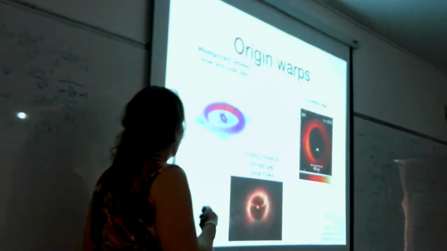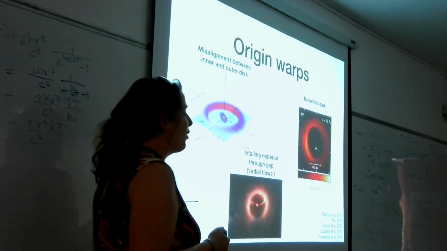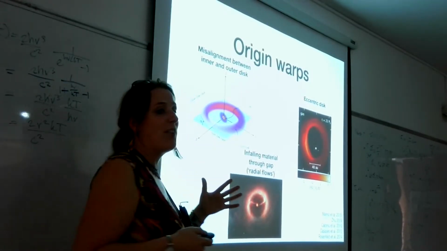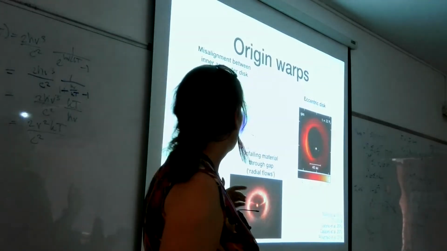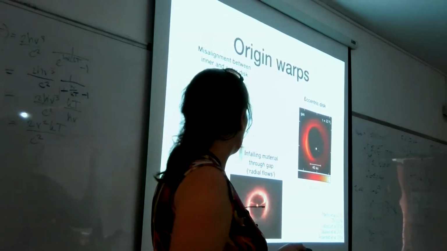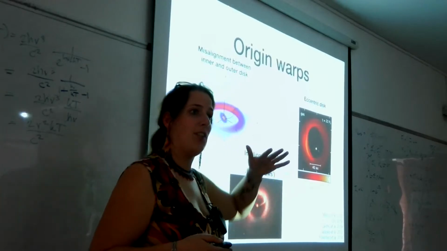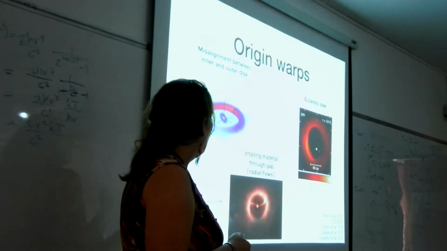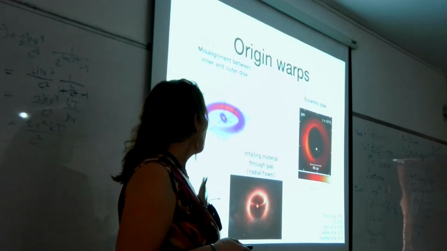So there are several explanations for this. This is one that we've talked about before, a misalignment between the inner and outer disk, which could be the case for all of them, but it's definitely the case for the ones that have these shadows in the scattered light. But some other alternatives have been proposed as well.